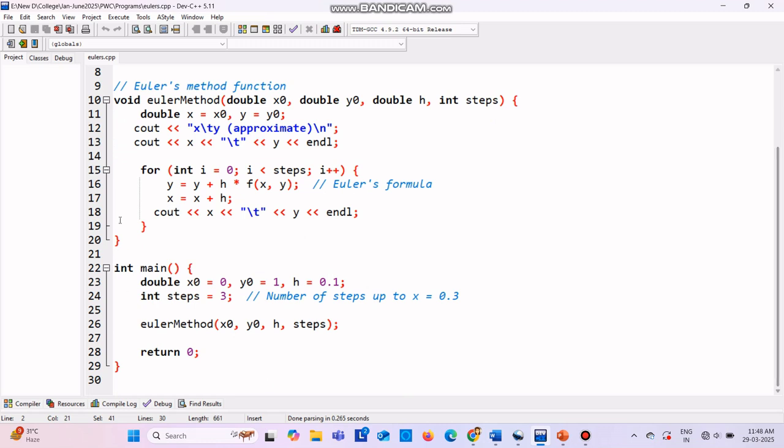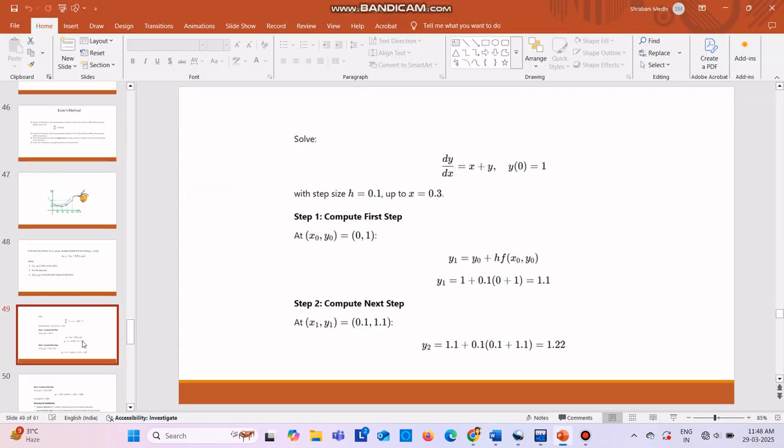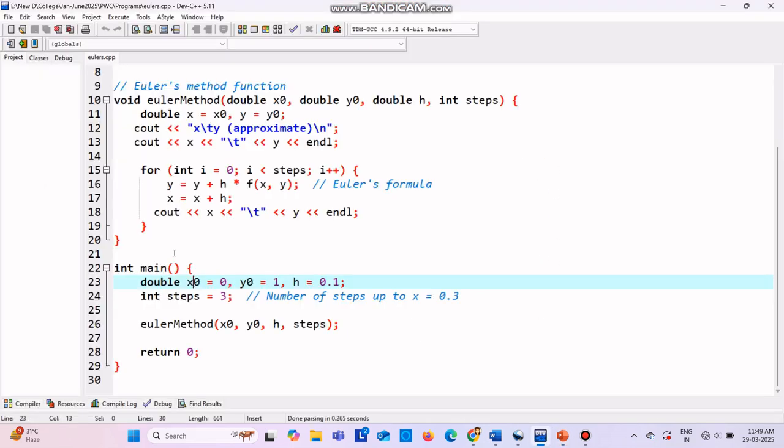Inside main, what are the variables I have declared? The initial value of x0 is 0. When we saw the example, the initial value of x0 is 0 and y0 is 1. So that's what we are going to put: x0 is equal to 0, y0 is equal to 1, and step size we are going to put as 0.1. The data type is double.